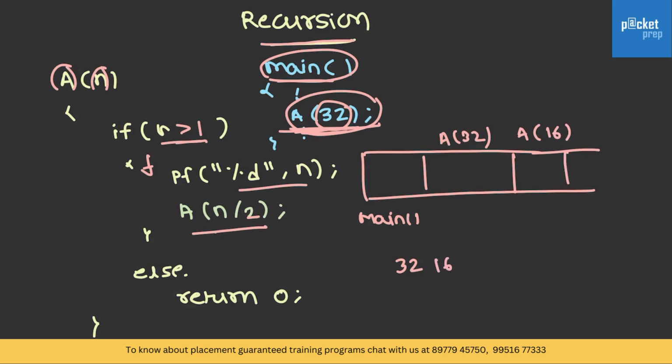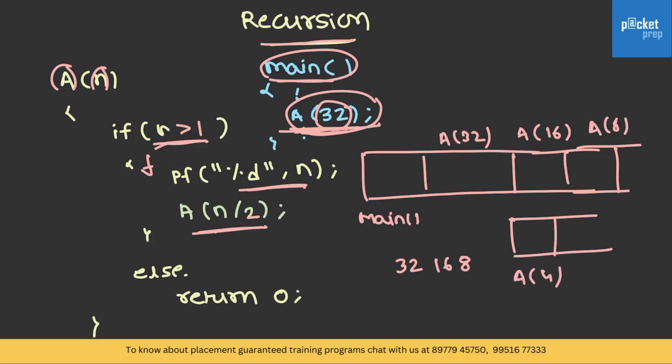16 will be printed, and it makes a function call for a of 8. 8 is greater than 1. Again the value of 8 will be printed. Now a of 4 will be called. 4 is greater than 1, so 4 will be printed. Now a of 2 will be called. 2 is greater than 1 and 2 will be printed, and a of 1 is called.